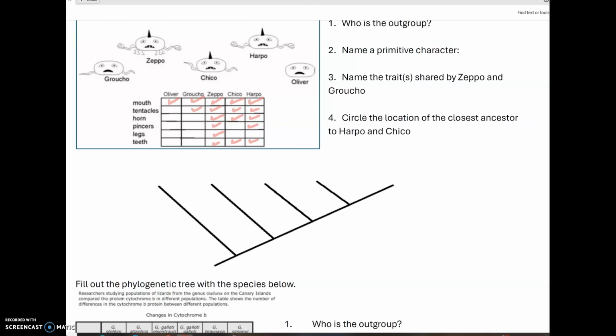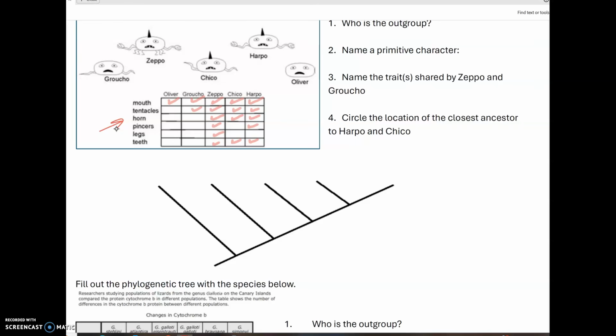Okay, so in this video, I'm going to show you how to make a phylogenetic tree and a cladogram. And this is the review worksheet that we were doing in class. On this one, I've already filled out this little chart here at the top, and it's got what traits each organism has. If this was not filled out, you would just look at the organism and check off who has a mouth, who has teeth, etc.